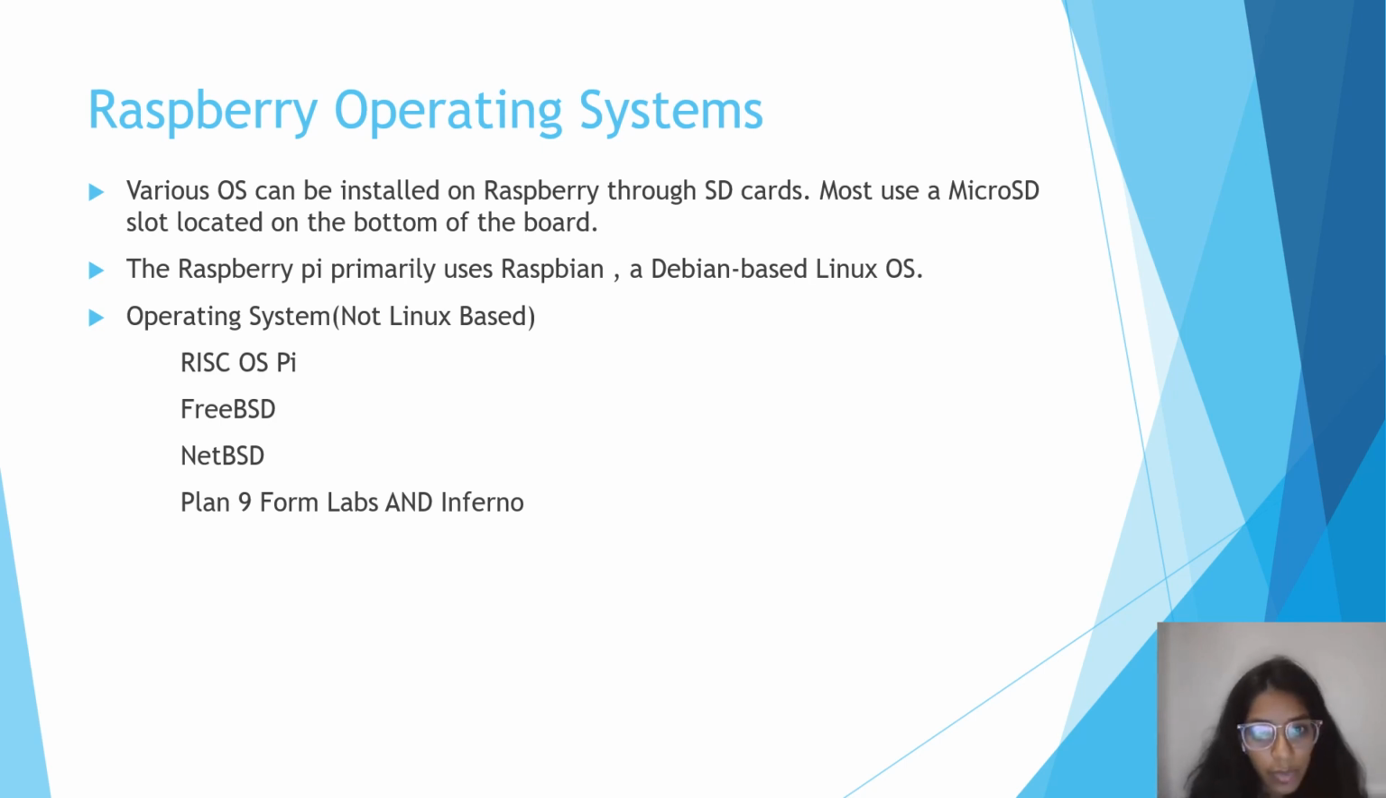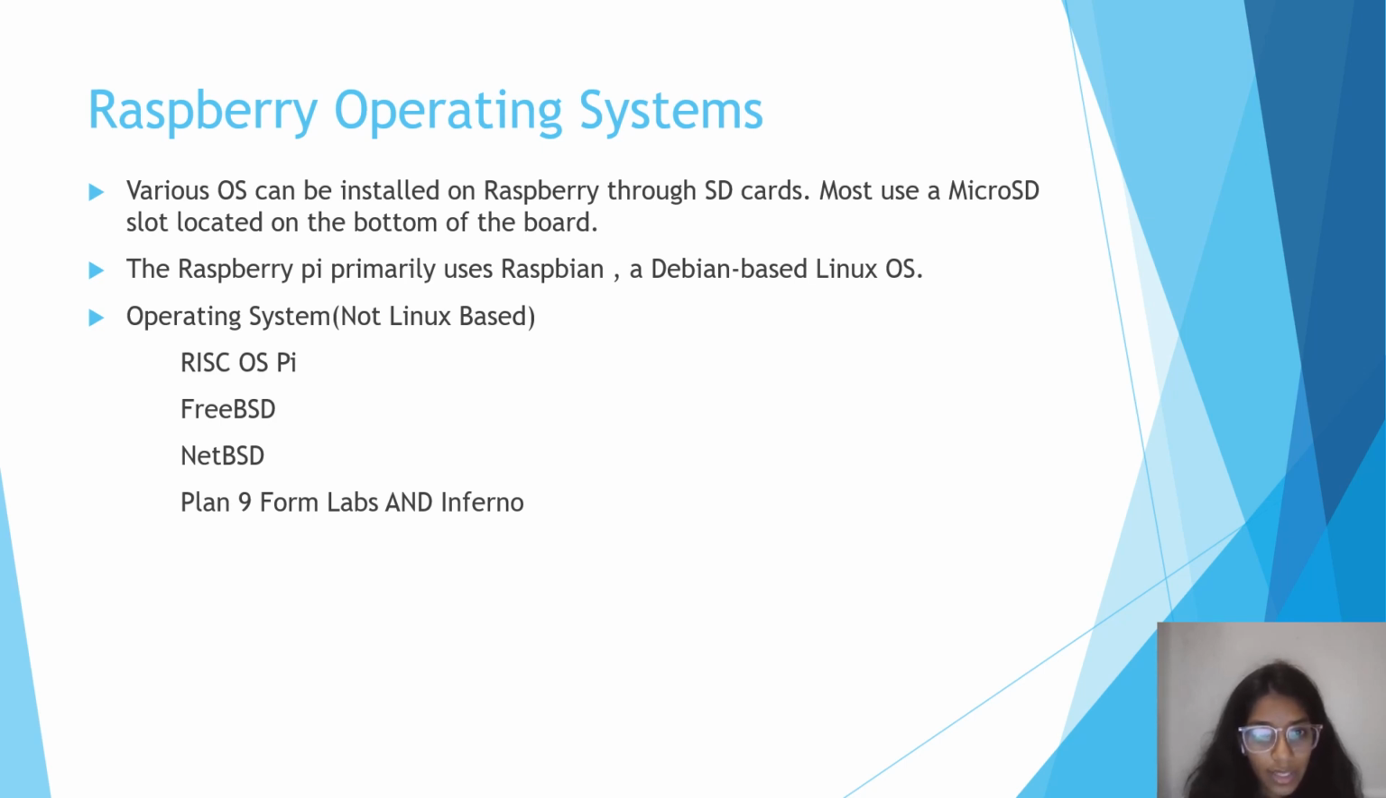Now let's see about the Raspberry Pi operating systems. Various operating systems can be installed on Raspberry Pi through SD cards. Most use the micro SD slot located on the bottom of the board. The Raspberry Pi primarily uses Raspbian, a Debian-based Linux operating system.